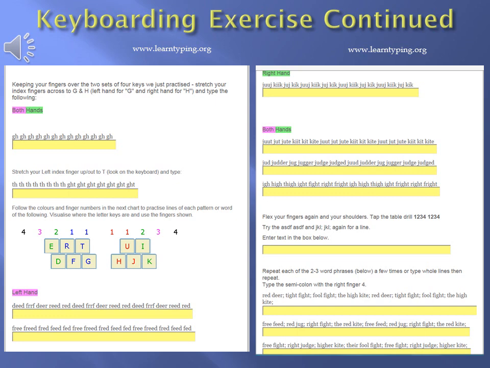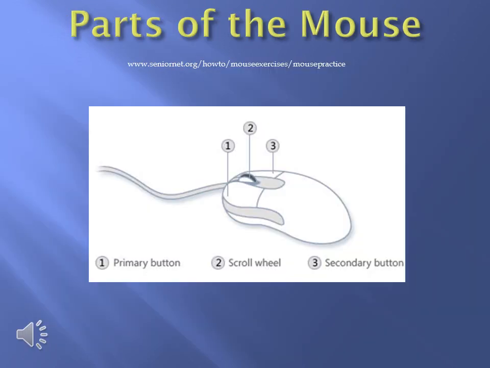Okay, so now we've come to the part in the class where we're going to talk about the mouse. This particular picture is just parts of your mouse. It's showing you the primary key, and it's showing you the scroll wheel and the secondary button. So your primary button applies all of your actions. So you're double-clicking or clicking on a site or dragging or anything like that is done with your left click.